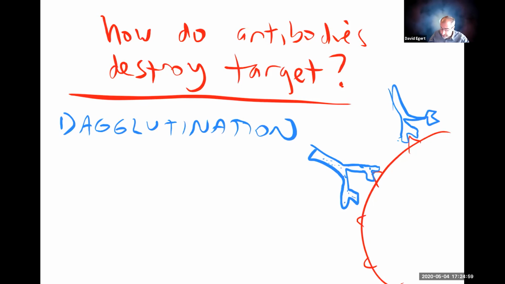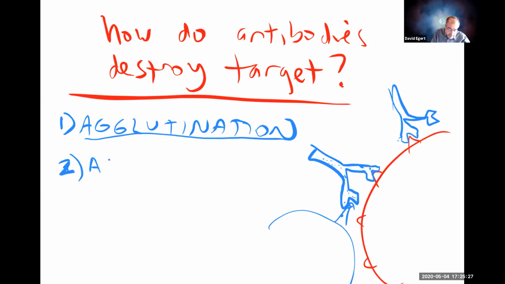So we saw that by grabbing onto one and then grabbing onto another, they can get them all clumped up together, and that makes it easier for the phagocytes to come in and deal with them all. So they all get stuck together. That's one way, agglutination, which we've seen already. Another important way is by activating that whole complement cascade.